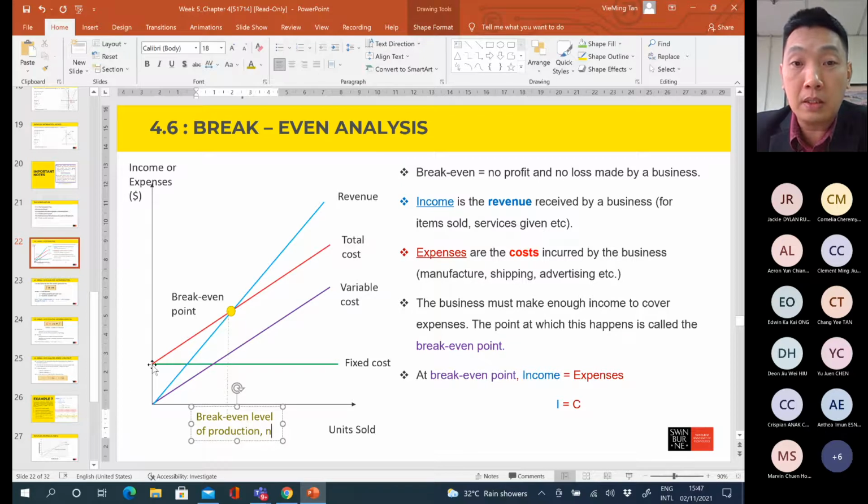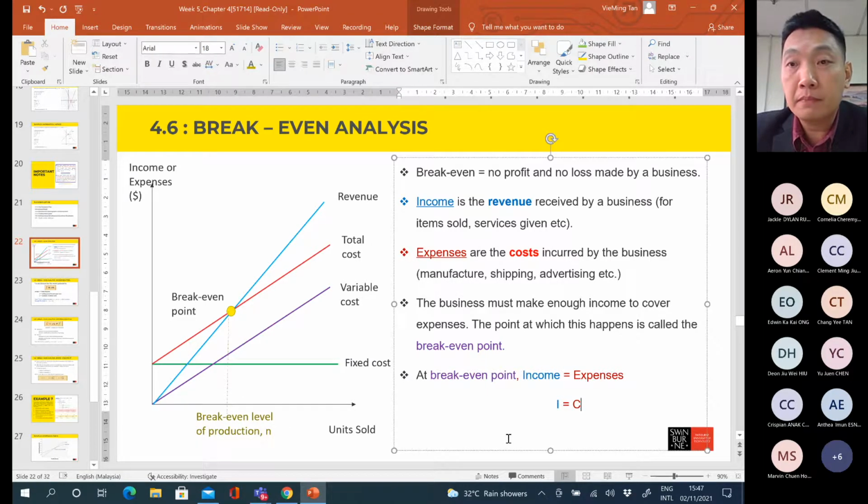Why? Because when the N level is lower, you may find that the cost is higher than the revenue. So that means the company is making a loss when the company is selling less than N units.